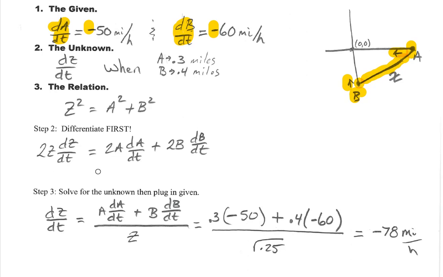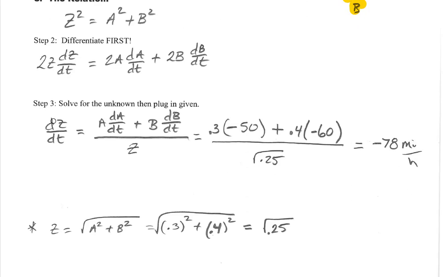Now I differentiate, and when I differentiate z squared I get 2z times dz/dt. The same with a squared, 2a da/dt. The same with b squared, 2b db/dt. Solve for the unknown and then plug in what we're given. So I solve for dz/dt by dividing by 2z on both sides of my equation. Down here on the bottom I calculated what z was.